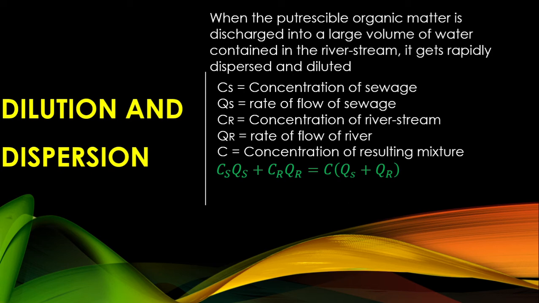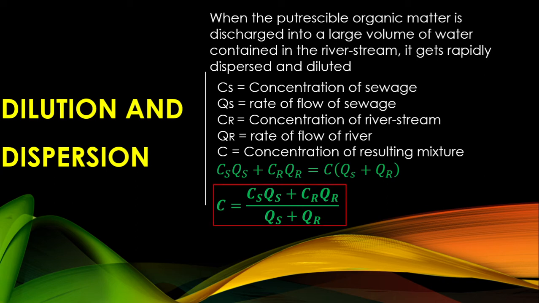Cs into Qs plus Cr into Qr equal to C into Qs plus Qr. From that we get concentration of resulting mixture. C equal to Cs into Qs plus Cr into Qr divided by Qs plus Qr. This is an important equation.